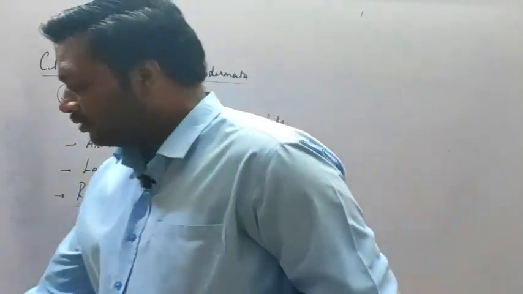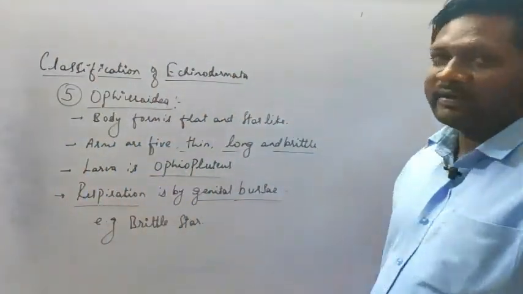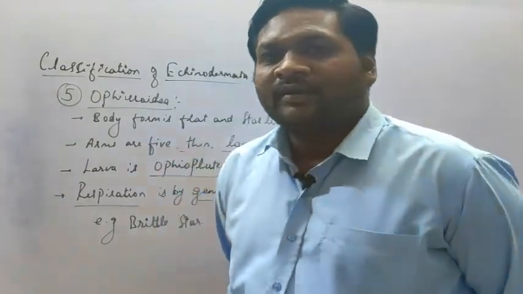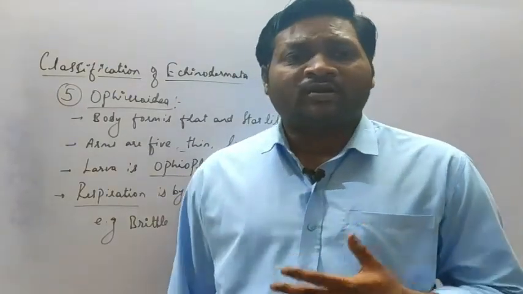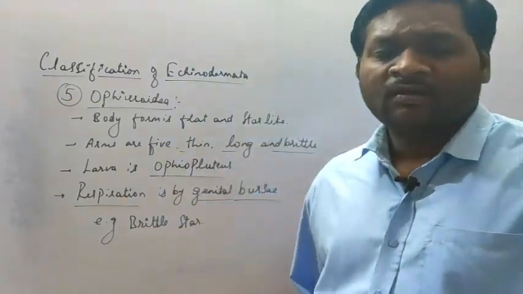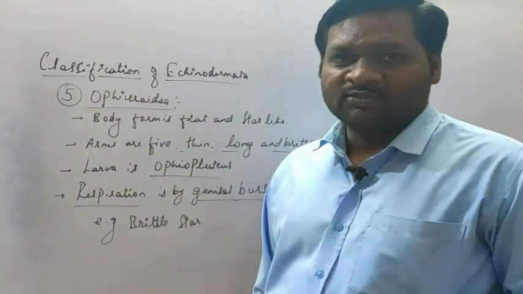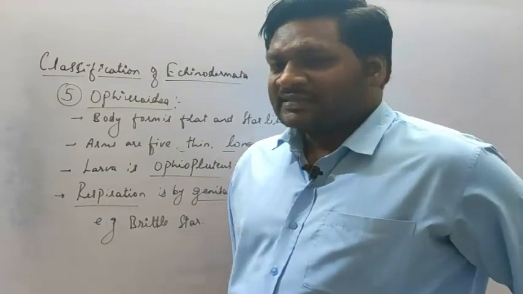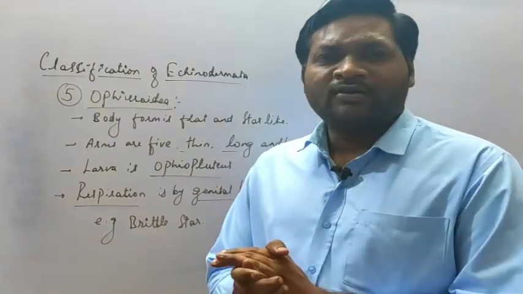So, students, this is about the phylum Echinodermata. Here we have discussed many characteristic features of the phylum. We discussed the habitat, the body shape, the water vascular system, and the structures found in these organisms. After that we also discussed the 5 different classes of phylum Echinodermata. I hope you have understood this.